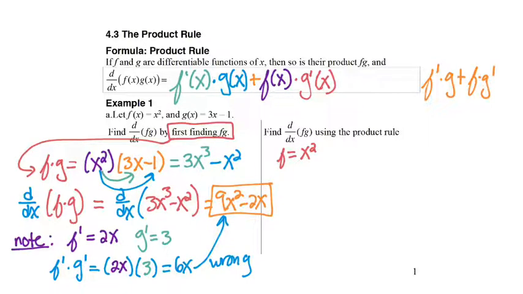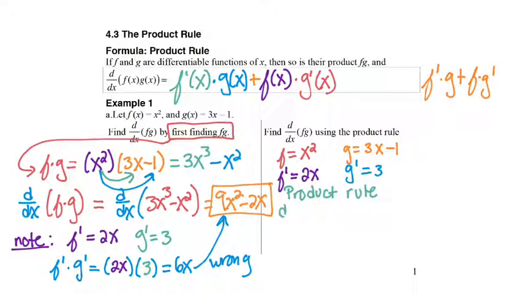So we start off by identifying f. Of course, it was given to us as x squared. The derivative is 2x. Take the g function, which is 3x minus 1, and the derivative, which is just 3. Now we're ready to apply the product rule. To take the derivative, we start off with f prime, which is 2x for us. Then we're going to multiply just g, which was 3x minus 1.